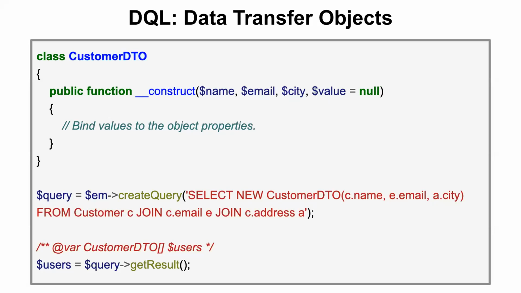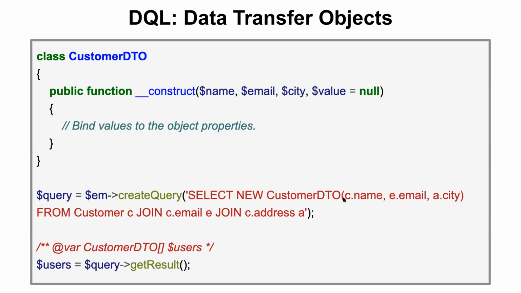So Doctrine also has the ability to create these data transfer objects. Say you didn't want to hydrate or build an entire object, and you only want to utilize a couple of properties. DQL has this syntax called NEW that allows you to say SELECT NEW and then the name of any PHP object. It doesn't even have to be a Doctrine object.